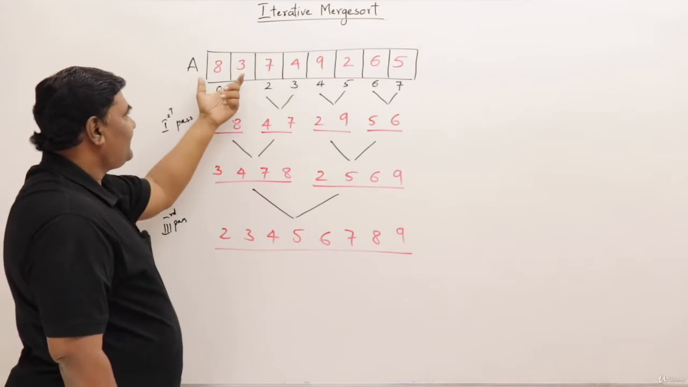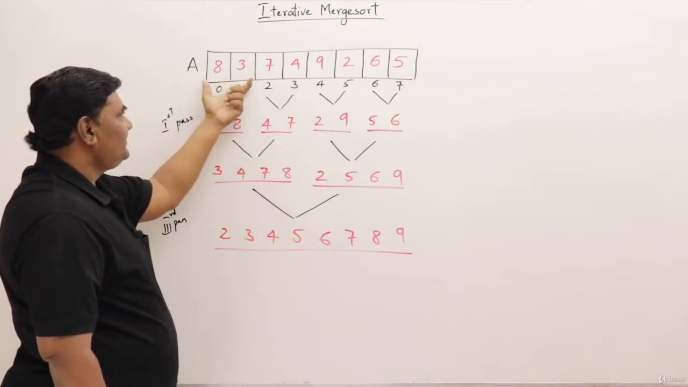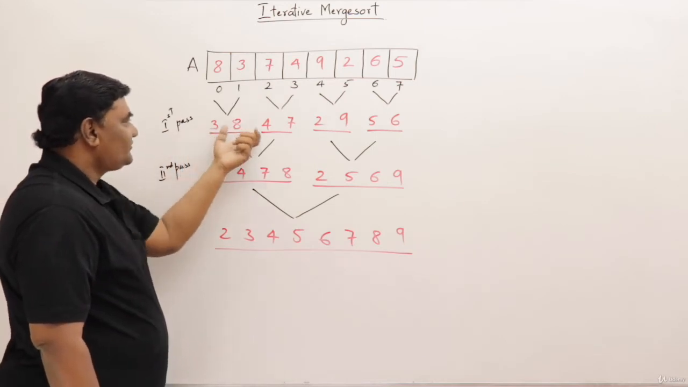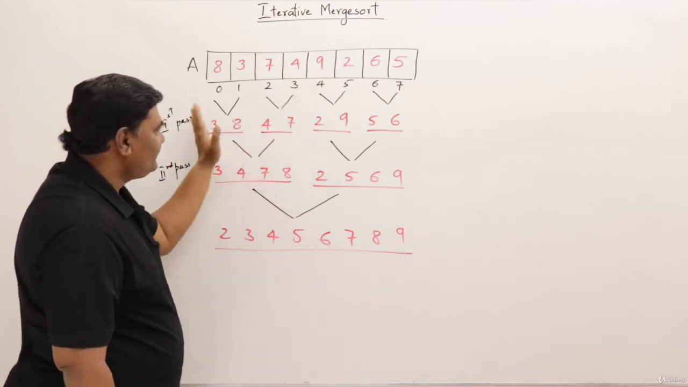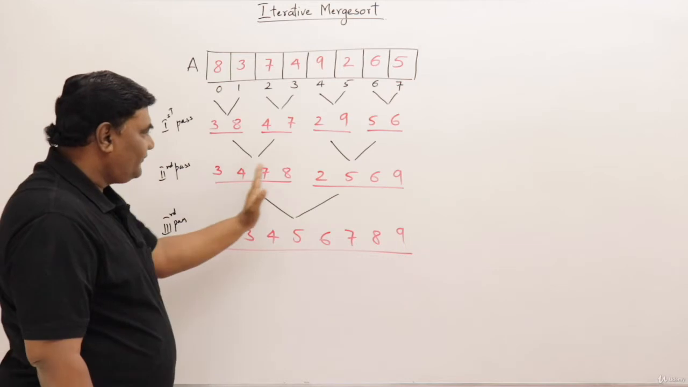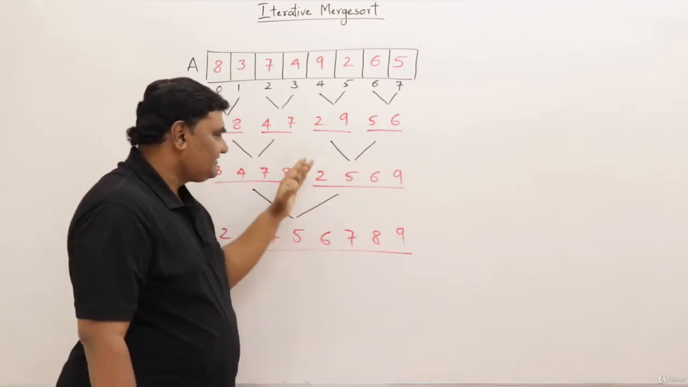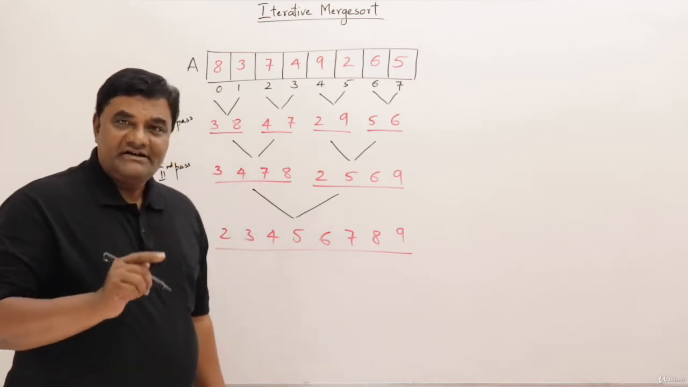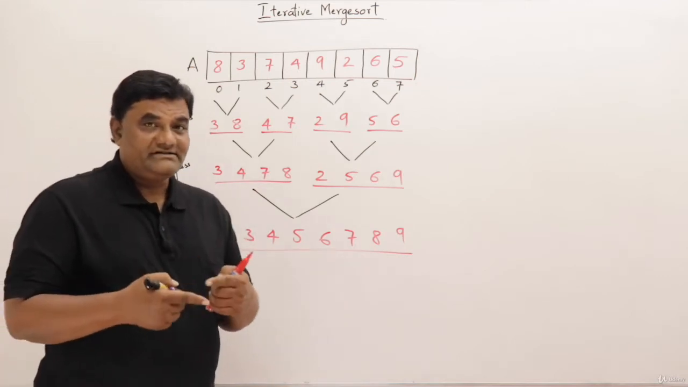In the first pass we were merging one element with one element, so we were merging 2 lists, and the size was 2. Then next time it was 2 elements, so together the size was 4. The next time 4 elements, so together the size was 8. So let us do the analysis. This is an iterative version and it is having passes.